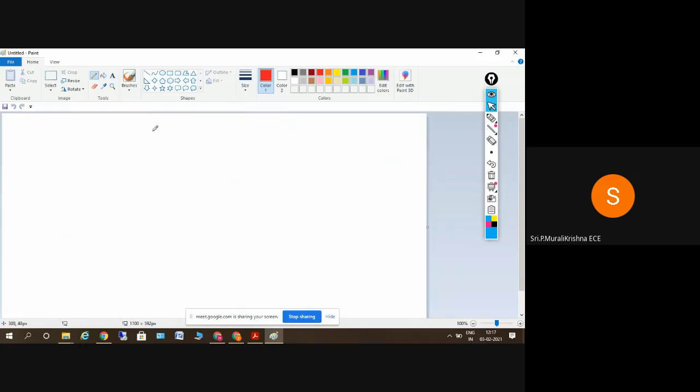Okay, so the structure will be like this. 32 into 8: this will be the size of the ROM. It can be written as 2 power k into n, where k is 5 and n is equal to 8. So 8 is the number of outputs here, and we need this number of outputs.